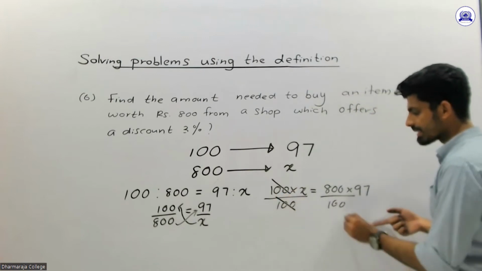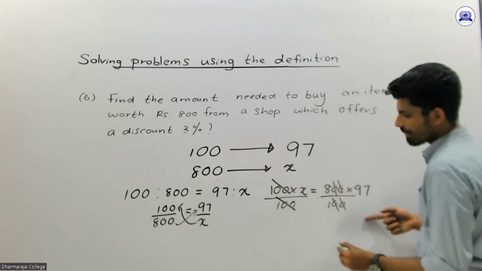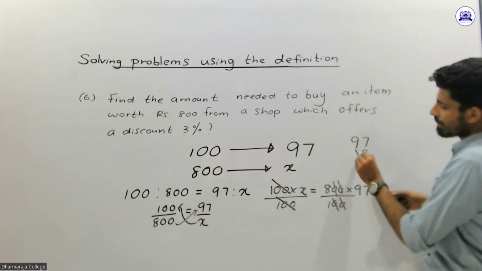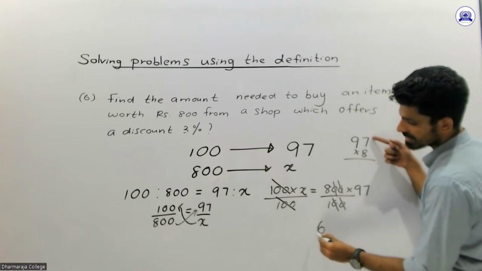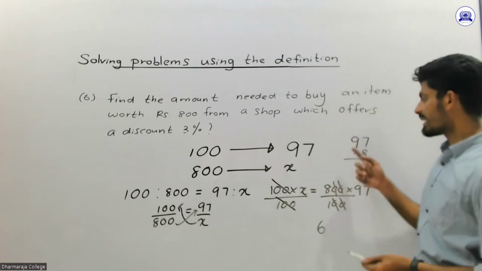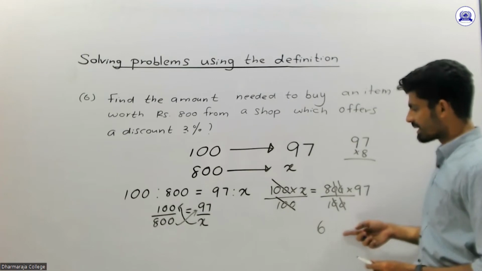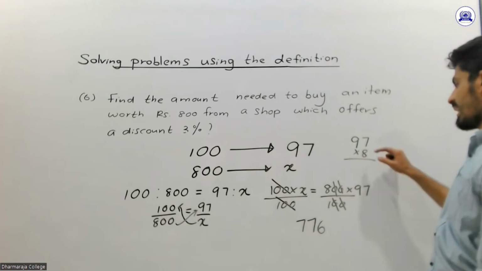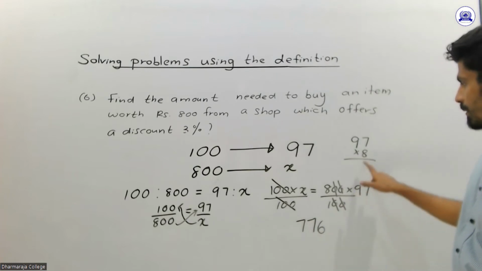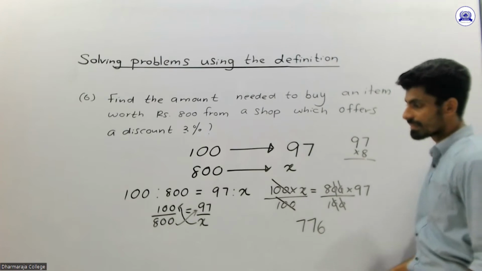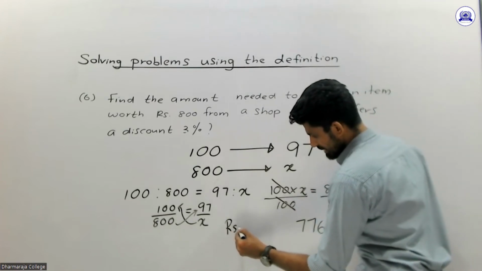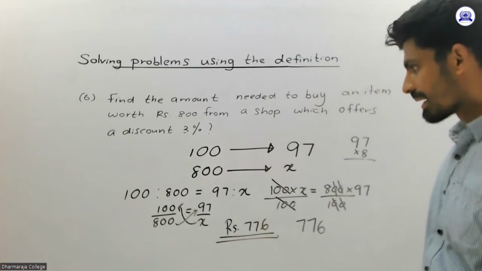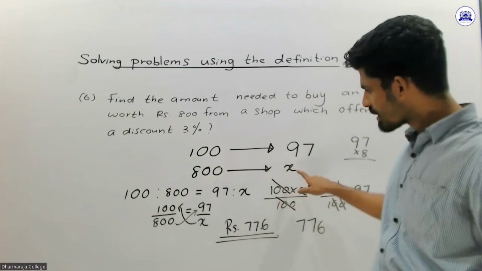100 by 100 will be cancelled out. Then 8 multiplied by 97. 8 into 7 is 56, remaining 5. 8 into 9 is 72, 72 plus 5 is 77. So the value is 776 rupees.